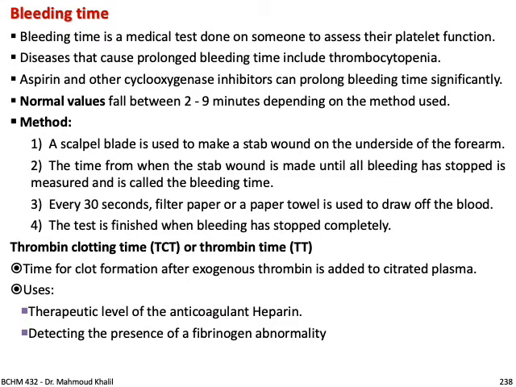The TCT or TT, thrombin time or thrombin clotting time, is the time for clot formation after exogenous thrombin is added to the citrated plasma. It is used to monitor the therapeutic level of the anticoagulant heparin and for detecting the presence of fibrinogen abnormalities.